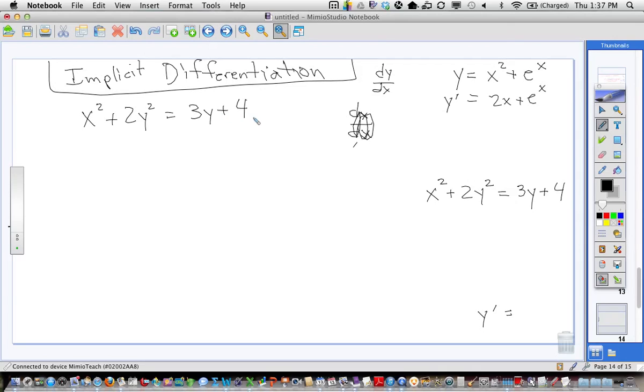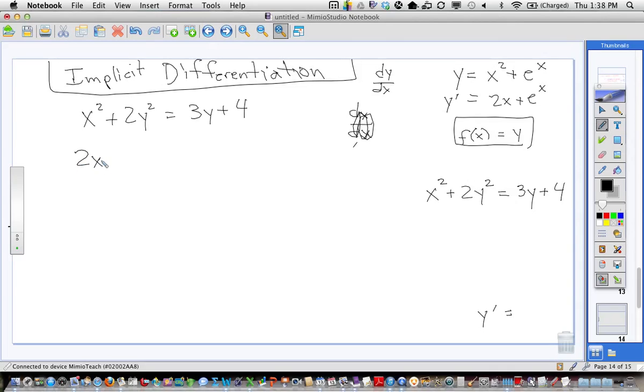Now, when we first learned about derivatives, we talked about f of x a lot. Now remember, f of x and y are the same thing, right? They're both the output. The only reason we can't use f of x here is this isn't a function. It doesn't pass the vertical line test, so we can't use function notation for something that's not a function. But technically, f of x and y are the same thing. They represent the output. So when we do the derivative of f of x, it's f prime of x. When we do the derivative of y, it's y prime. Right? Okay. So what I'm going to do here is I'm going to do the derivative of both sides with respect to x. So what's the derivative of x squared?